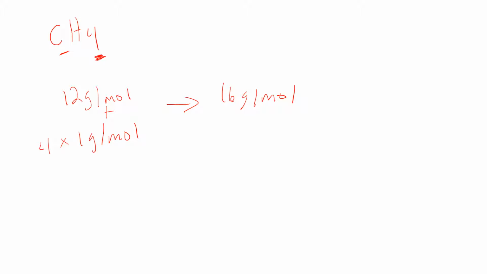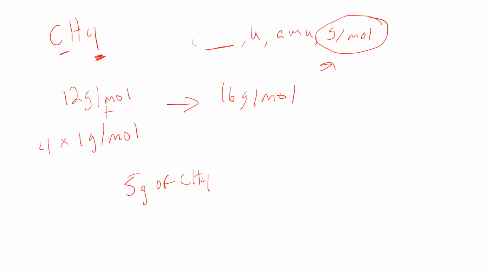Other units we can use are amu, and we can also use grams per mole. For calculations, we usually use grams per mole. You can also use another one, but we're not going to go into that one. So mainly we want to stick with grams per mole. Okay, so let's think about, say, 5 grams of CH4.